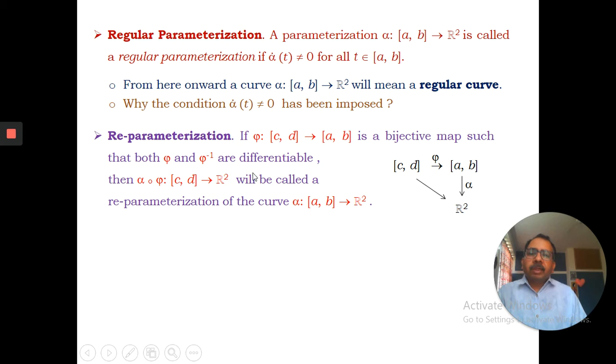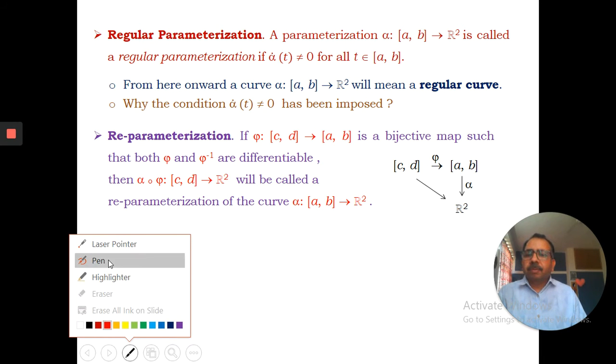Next is reparameterization. Now, if phi from [c, d] to [a, b] is a bijective map such that both phi and phi inverse are differentiable, and alpha composed with phi is a parameterization, then the composition alpha of phi will be called a reparameterization of the curve alpha.